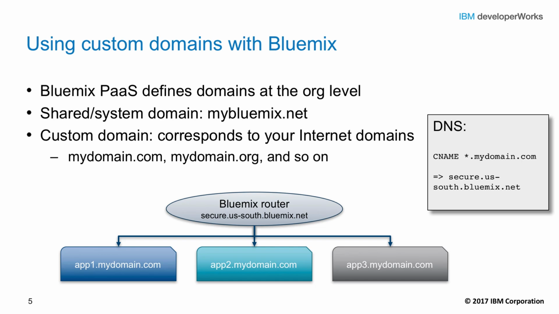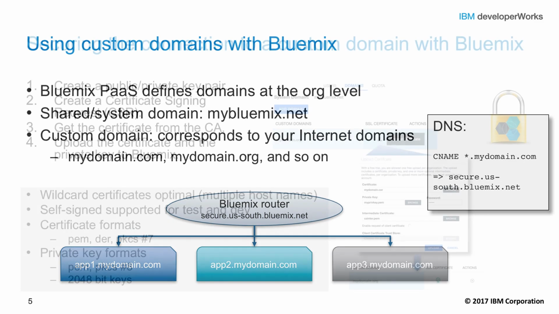On that DNS, you create a CNAME, canonical name, record that points to the secure endpoint for the region where your application is hosted. When clients access your application URLs, the request goes to the secure router in Bluemix and then is forwarded on to the correct application instance based on the hostname of the web request. After doing this, you'll be able to use a URL like http://app1.mydomain.com to forward directly to your application running in Bluemix.